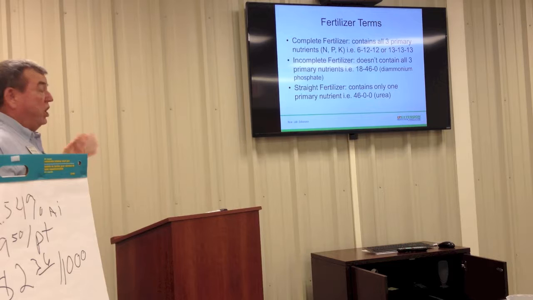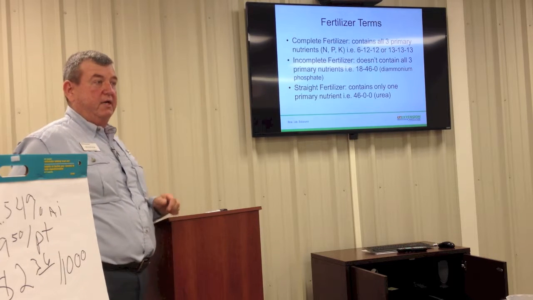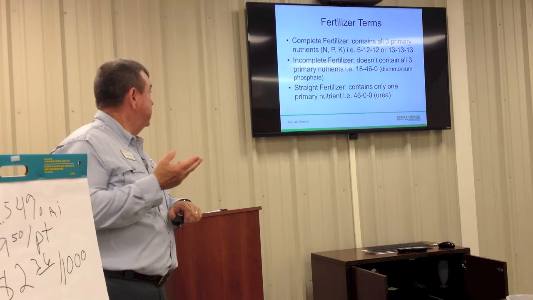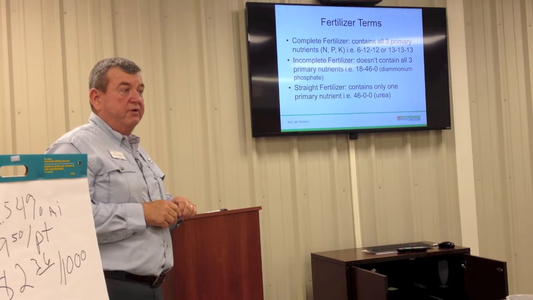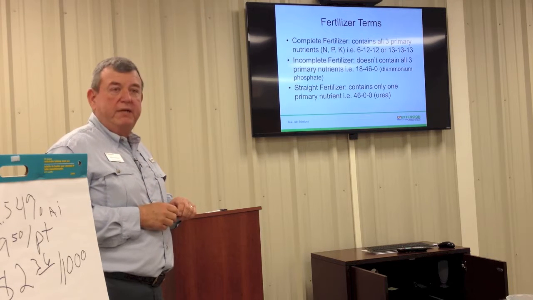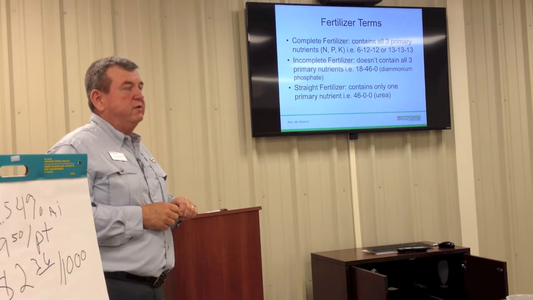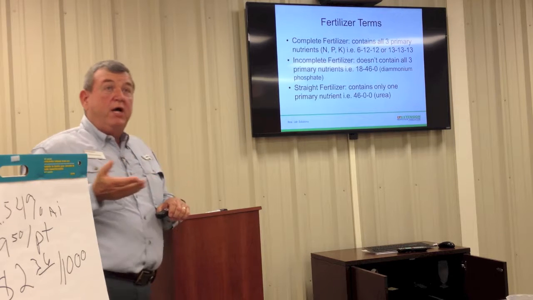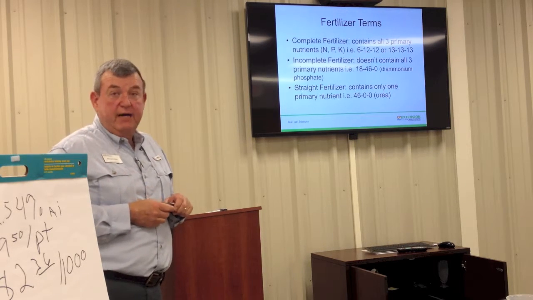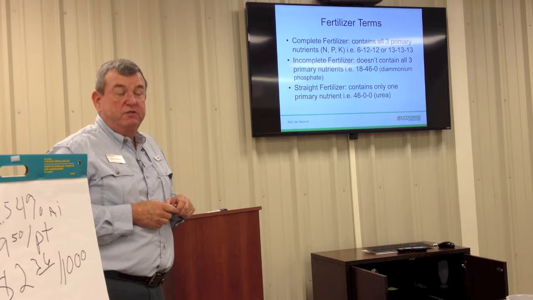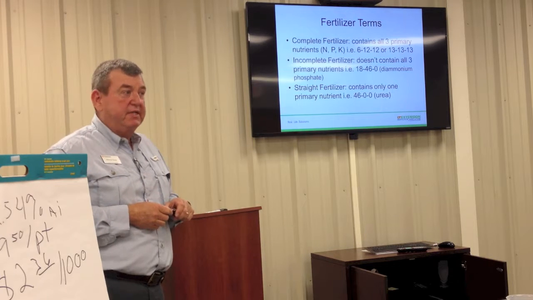An incomplete fertilizer does not contain all three of those primary nutrients. It may contain only two. An example of that is diammonium phosphate, 18% nitrogen, 46% phosphate, or phosphorus. We just generally say phosphorus. No potassium. You're probably not going to go out and buy a bag of diammonium phosphate. You could, but you're probably not going to. If you look hard enough, you can find it. But if you're buying bulk fertilizer and you want a custom blend, diammonium phosphate, DAP, D-A-P, is used as one of the blending materials to create custom blends. But that's an example of an incomplete fertilizer.